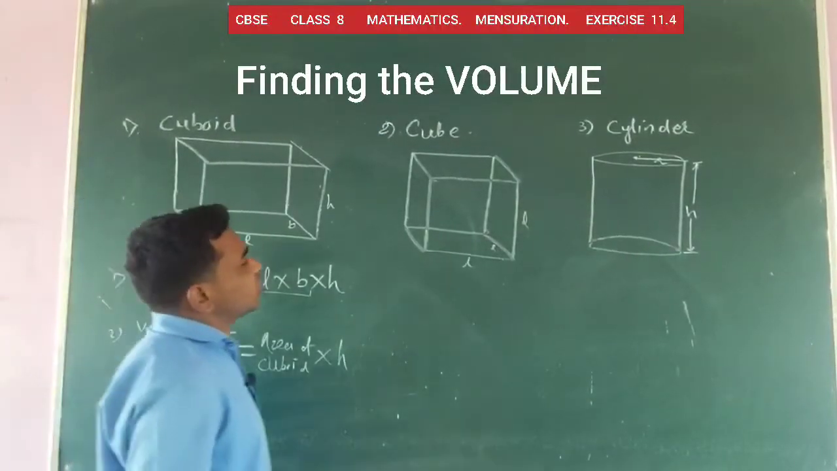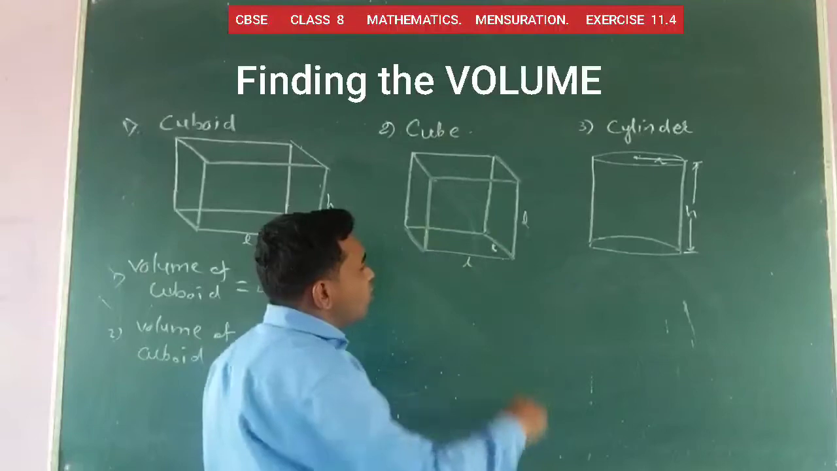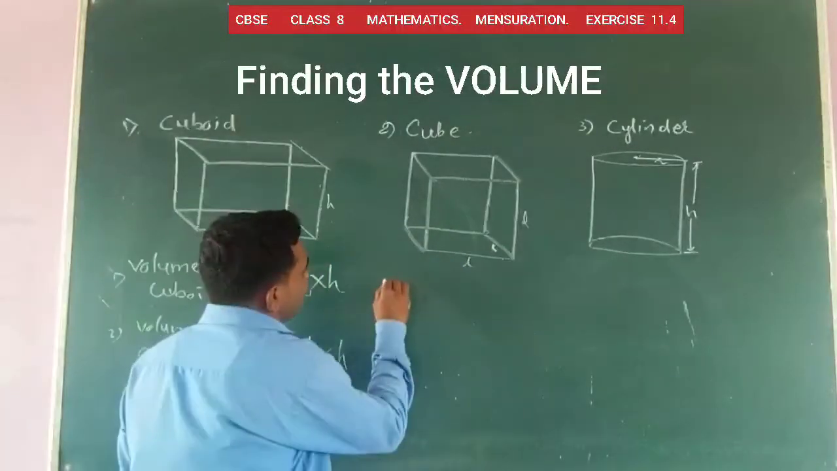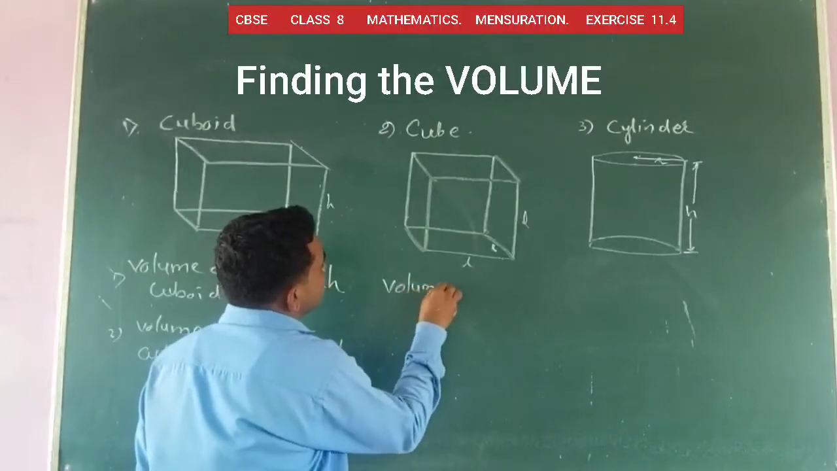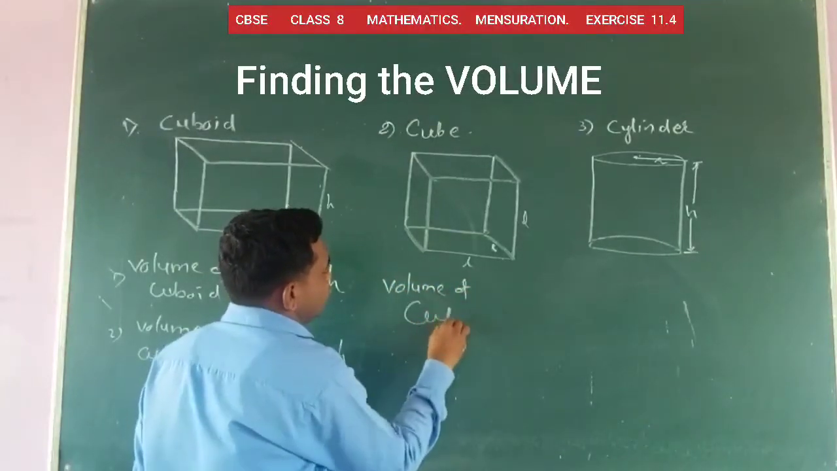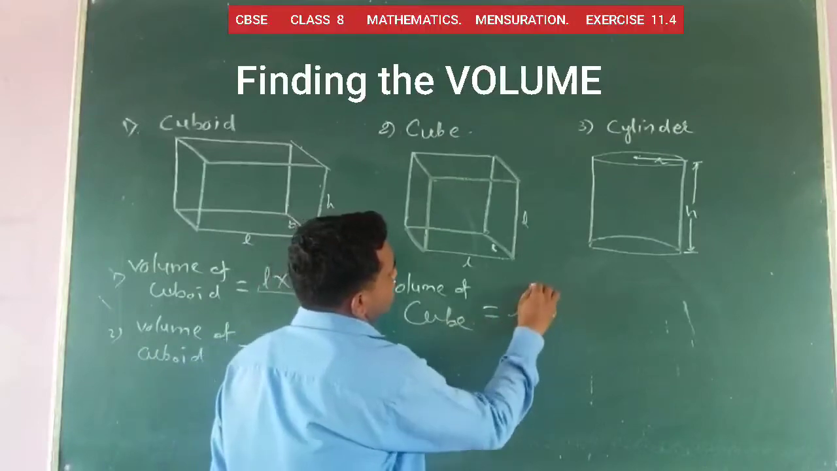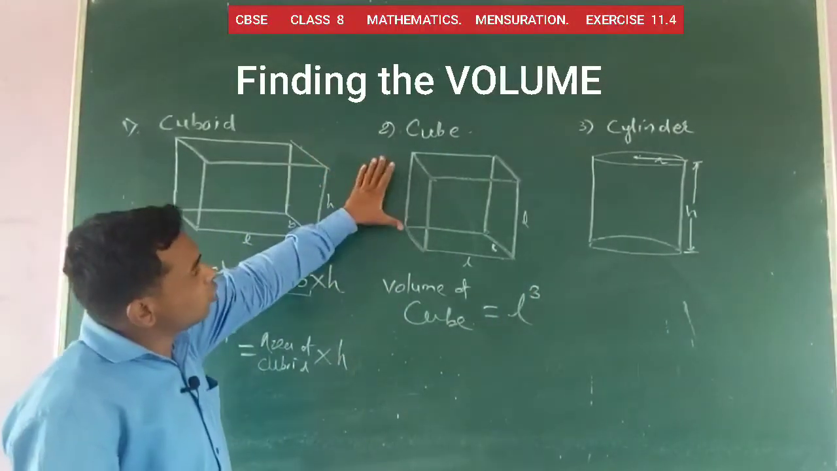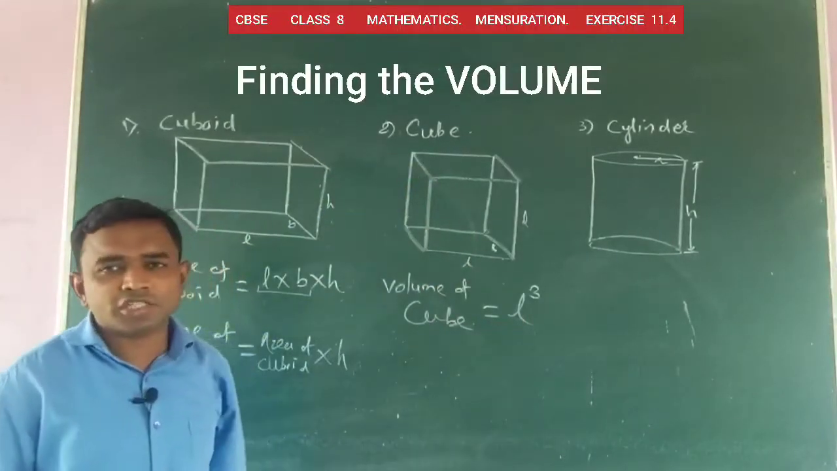And the second one is the cube. A cube has all sides equal. To find the volume of a cube, the simple formula is L cube.